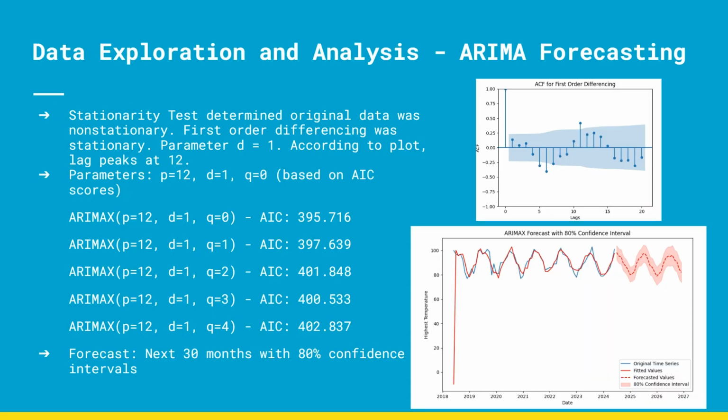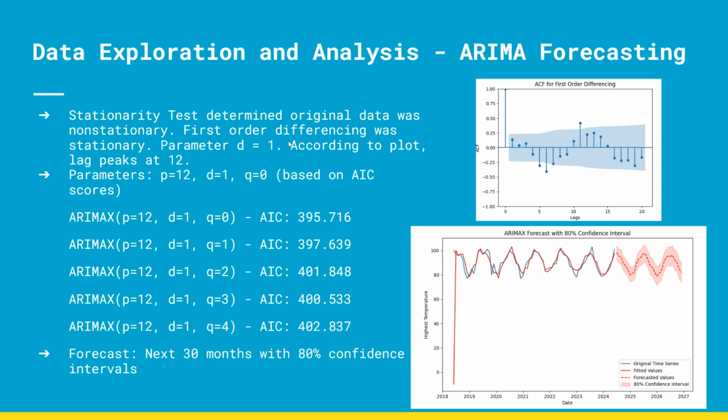For ARIMA forecasting, we had to do the stationary test to determine if the original data was stationary or not. We used ADF tests, and that gave us two statistics. It gave us the p-value, and it gave us an ADF statistic. For the p-value, if it's below 0.05, it is stationary. If it's above 0.05, then it is non-stationary. So the original data was non-stationary. We got a value of above 0.05 for the p-value.